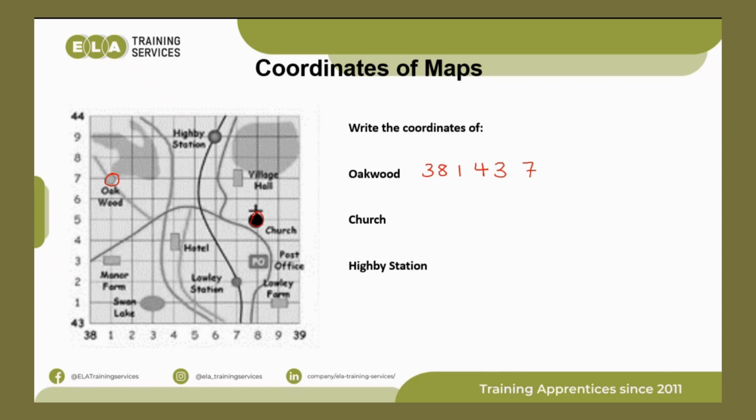Then the church. So here we've got 38, 8. And then 43, 5. And then our last one at Highby Station, which is here, 38, 6, 43, 9. And that is coordinates and coordinates of maps.